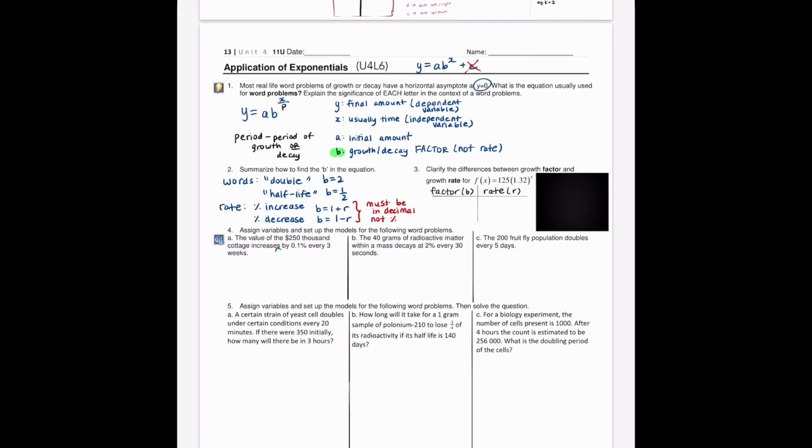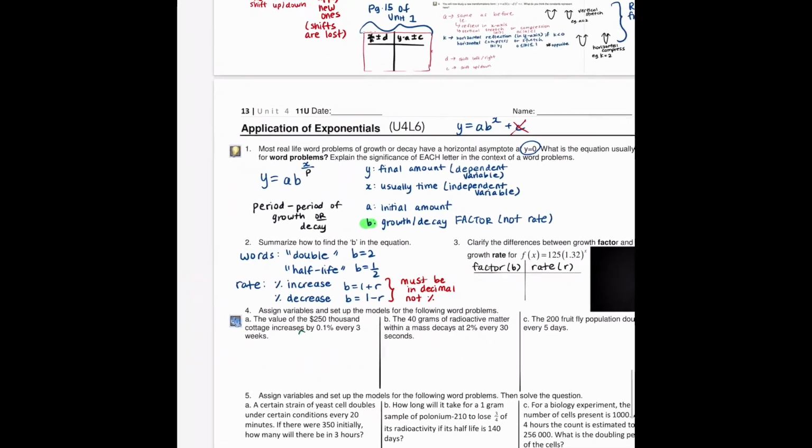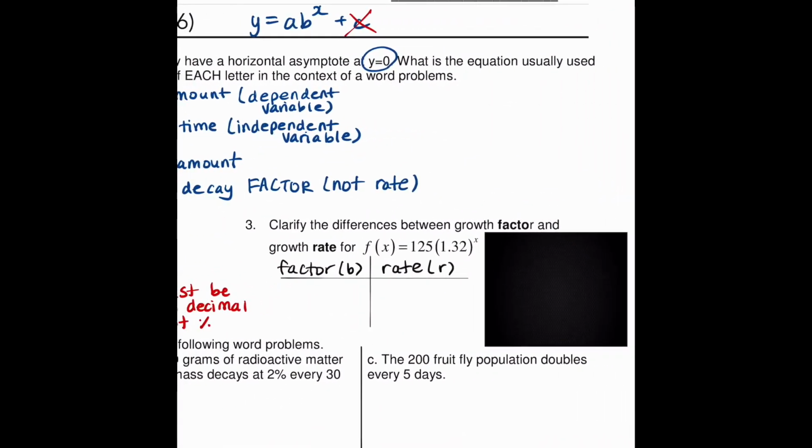Now let's take a look at question 3. So that 1.32, the base, is going to be my growth factor or my decay factor. Okay, so I'm just going to write that B is equal to 1.32. And how do I know whether it's a growth or a decay? Well, that B value is larger than 1. Therefore, it is a growth.